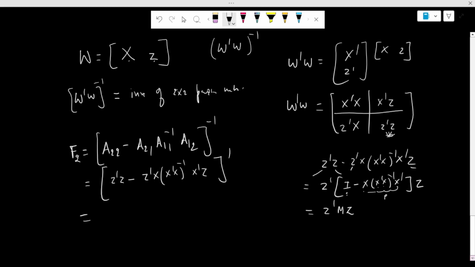So this is equal to Z transpose MZ inverse, and this gives the residual, that is we partial out the effect of X from Z. So MZ gives the residual when we run a regression of Z on X. In other words, we are partialling out the effect of X from Z. So this is the residual when we run Z as the dependent variable on X. This X for this context.